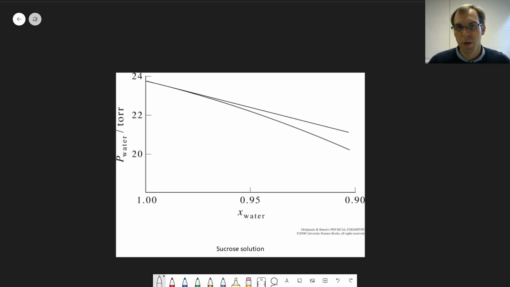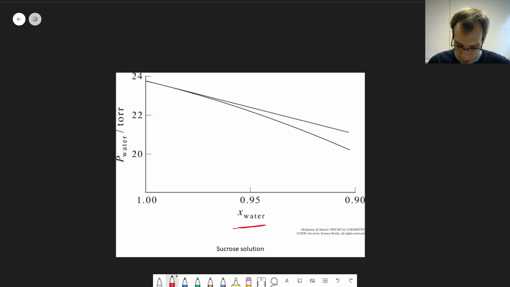So here in this video we're going to look at a couple of plots and also go through the process of how you would actually do this in practice to determine activity coefficients for your solvent and solute. So this is an example for sucrose. This is a sucrose solution in water, and we're looking at the mole fraction of water here on the x-axis.